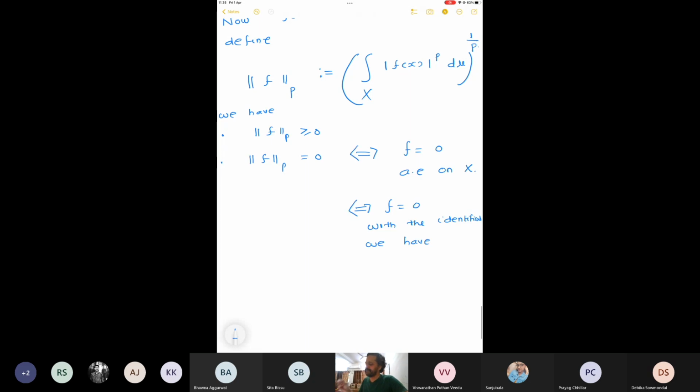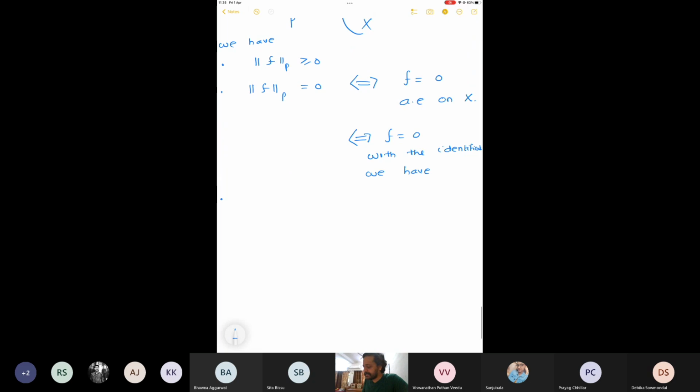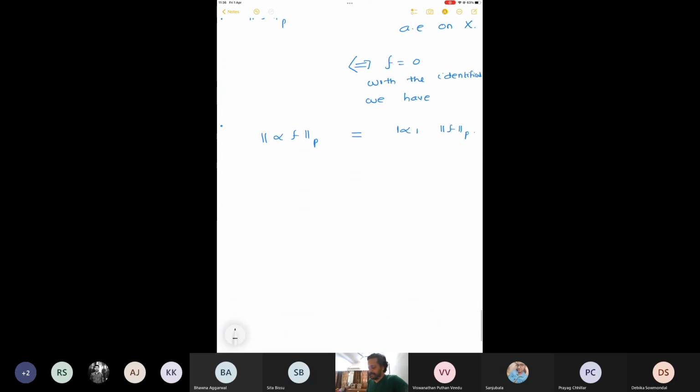Similarly for the reverse. And it is easy to see that norm of alpha f suffix p is equal to mod alpha times norm f suffix p. This is also easy to see. The only non-trivial thing is the triangle inequality. That's not that easy to see. And in order to establish the triangle inequality, we have the so-called Minkowski's inequality. I will not prove this, but I will just state Minkowski's inequality.